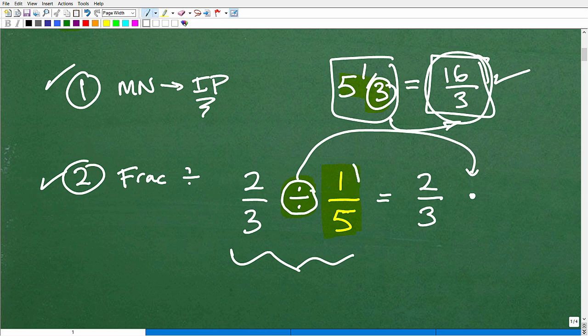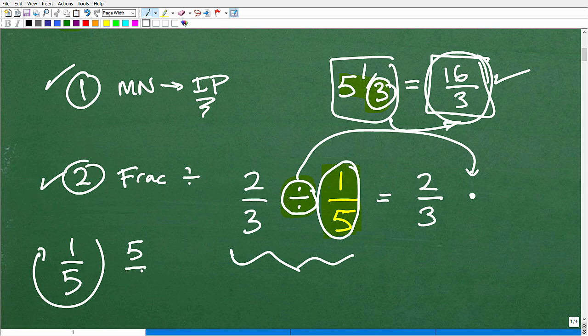Whatever this fraction is to the right of the division symbol, when I have 2/3 divided by whatever the case is, this would be a single fraction, not a mixed number. What we're going to do is flip it. So 1/5, if we flip it upside down, this is called the reciprocal. It's going to be 5/1. Let's take another fraction. What if I have 2/7? If I flip it upside down, that's 7/2. So that's what you have to do.